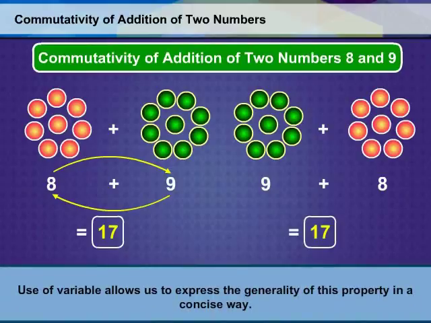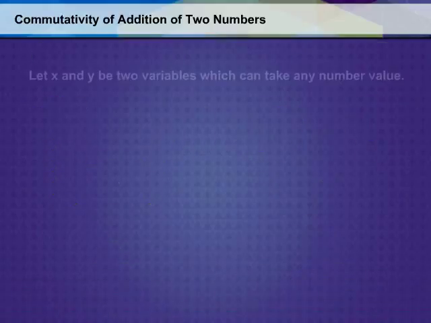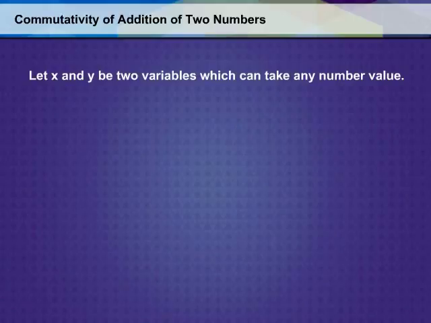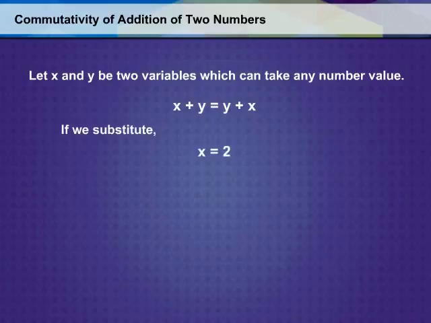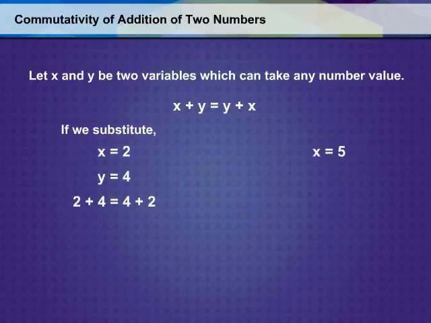Use of variables allows us to express the generality of this property in a concise way. Let x and y be 2 variables which can take any number value. For example, x plus y is equal to y plus x. If we substitute x by 2 and y by 4, we get 2 plus 4, which is equal to 4 plus 2. If we change the value of x to 5 and y to 3, we get 5 plus 3, which is equal to 3 plus 5, and so on.